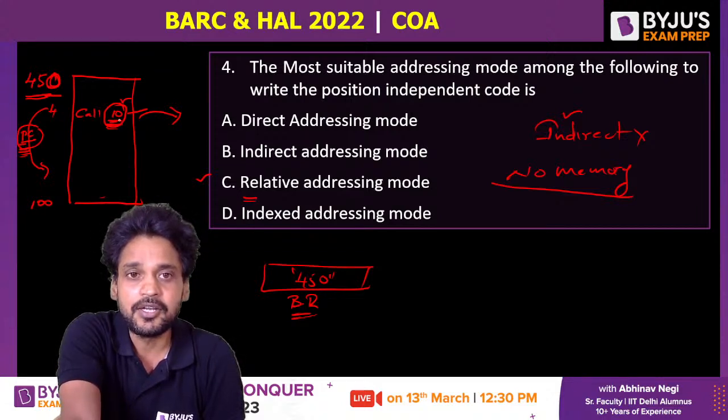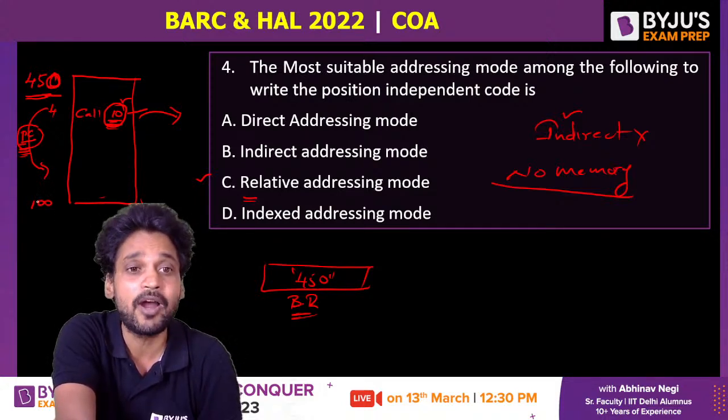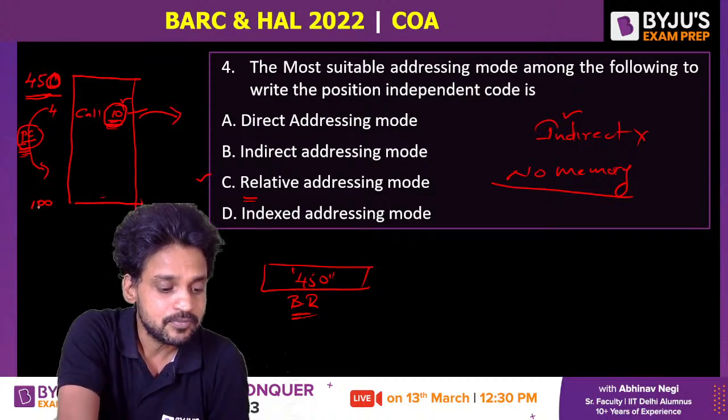This displacement must be written as target address minus program counter, so that when you add both, you will get the target address. I hope you got my point very clear. Yes or no?